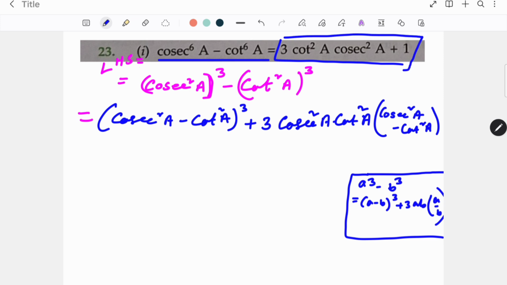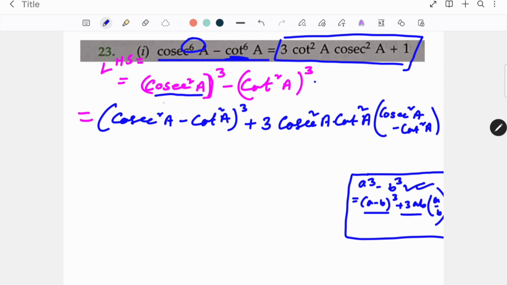So we start with the LHS. This to the power 6 we split as squares cube. So this one is cosec square a, that whole cube. Then for this one, cot square a whole cube. Now we use the formula of a cube minus b cube. A cube minus b cube formula is a minus b whole cube plus 3ab into a minus b.